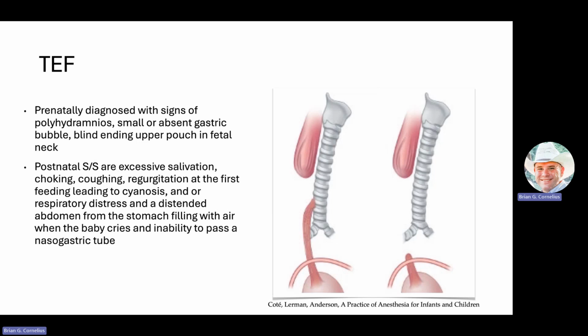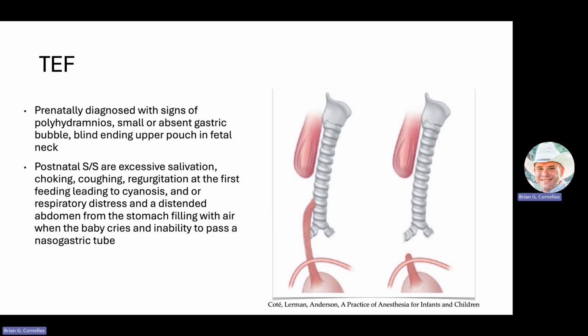So how do we diagnose TE fistula? Usually it's diagnosed on ultrasound during gestation: polyhydramnios, a small or absent gastric bubble, and a blind ending upper pouch in the fetal neck. So if you think back to the findings that we saw in patients with CDH on ultrasound, they tend to have that large gastric bubble that's in the chest, as opposed to having a small or absent gastric bubble. After birth, symptoms you'll see in these patients: excessive salivation, choking, coughing. Remember, they're not able to swallow their secretions because they have either a blind pouch or secretions that are going directly into the trachea. So as a result of that, they're not able to manage those.